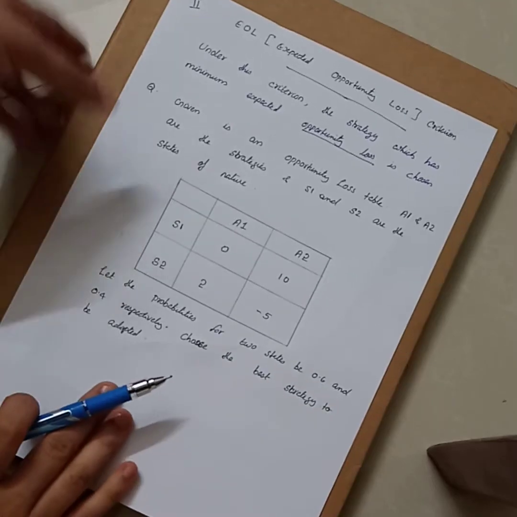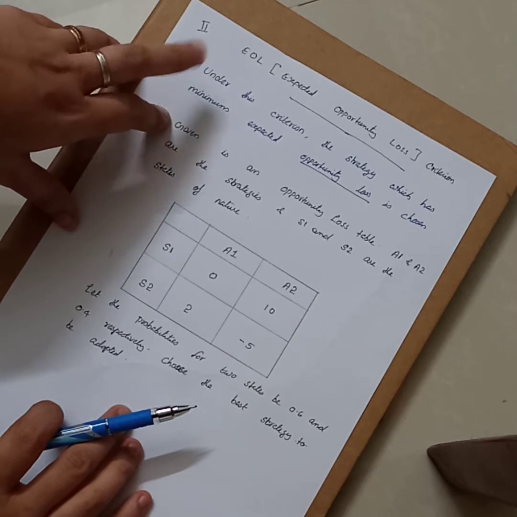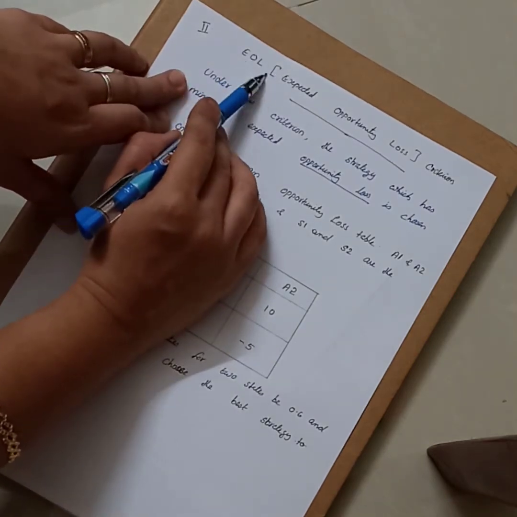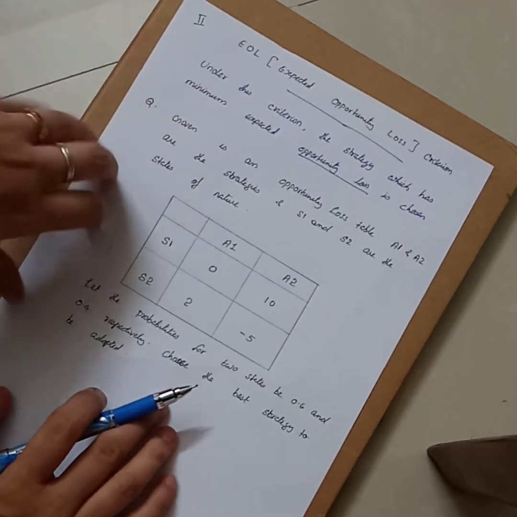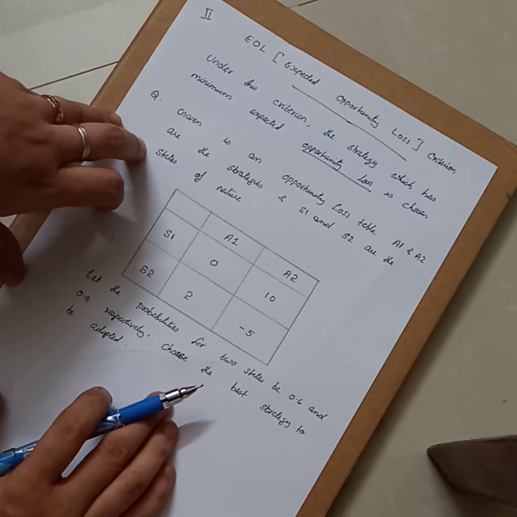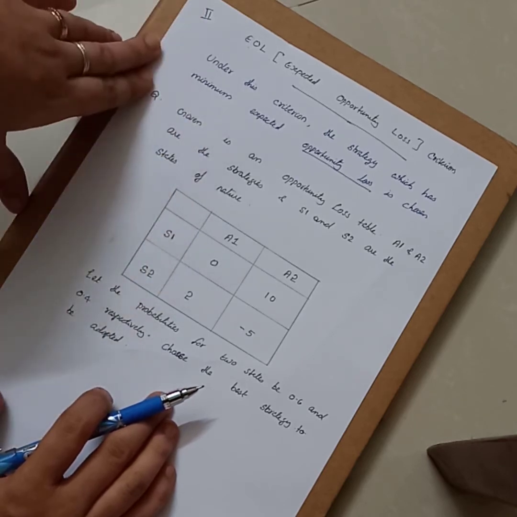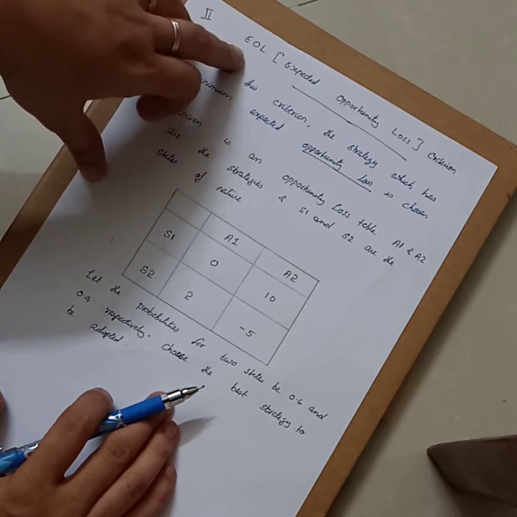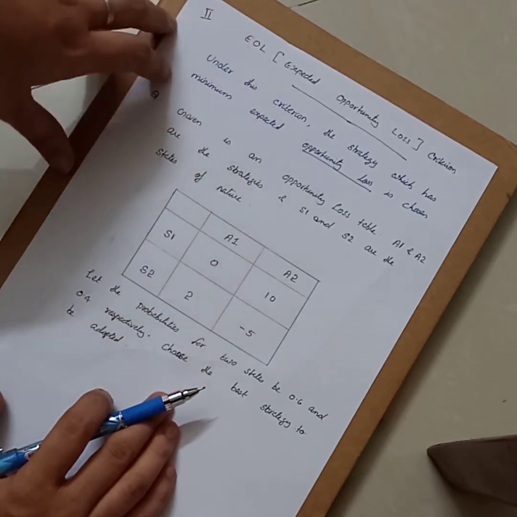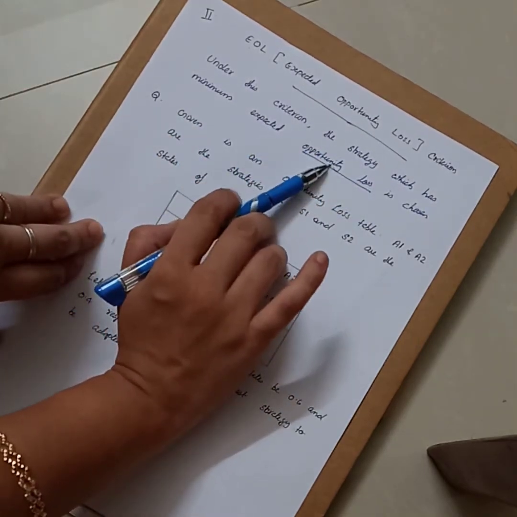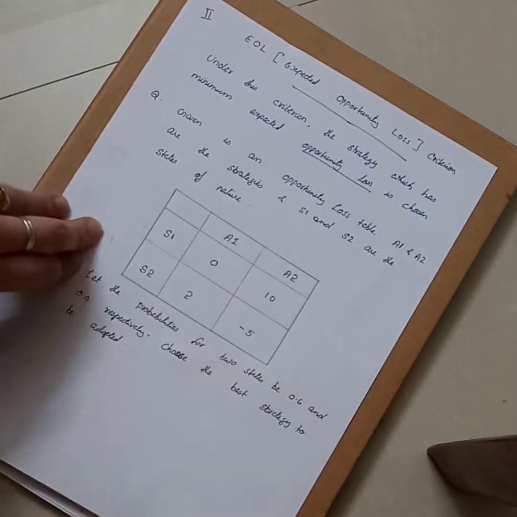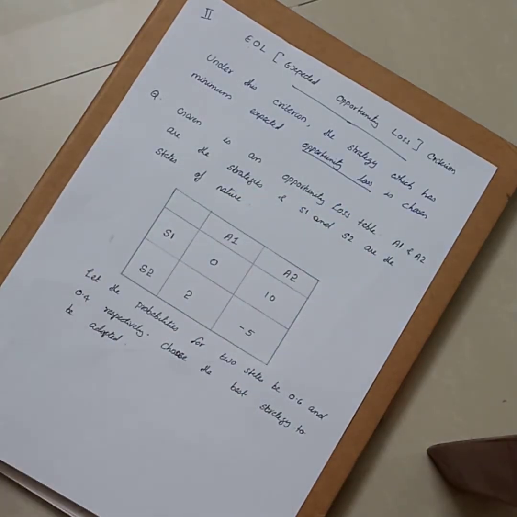Dear students, the second criterion which comes under decision making under risk is EOL, that is expected opportunity loss criterion. Last class we discussed the EMV criterion, that is expected monetary value criterion, which is the first criterion. The second one is EOL, and this too comes under decision making under risk. Under this criterion, the strategy which has minimum expected opportunity loss is chosen. Whenever an opportunity loss matrix is given, you have to go for the EOL criterion. If a payoff matrix is given, you have to go for the EMV criterion.